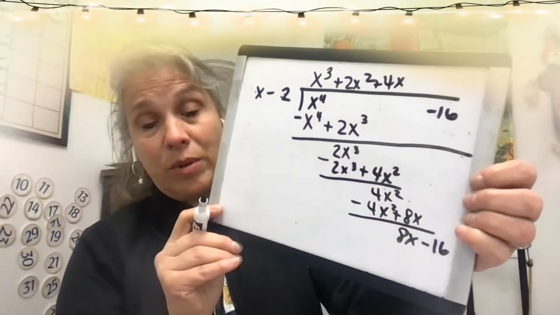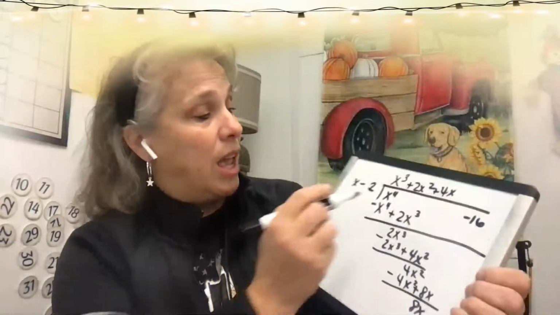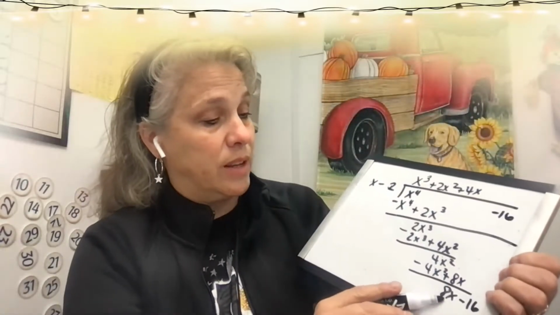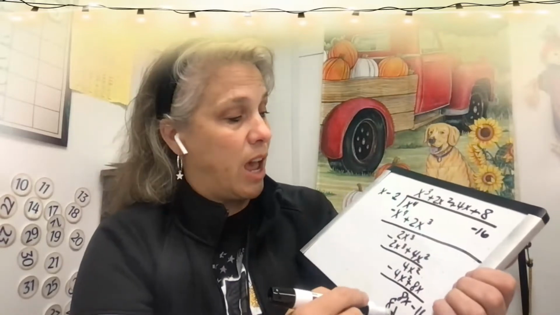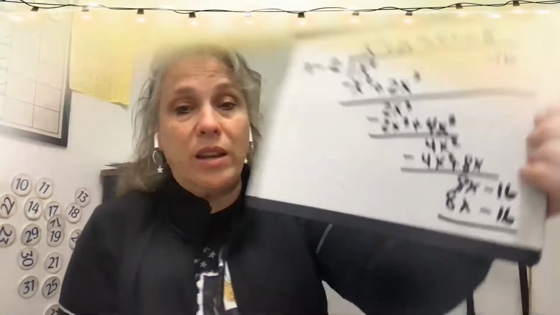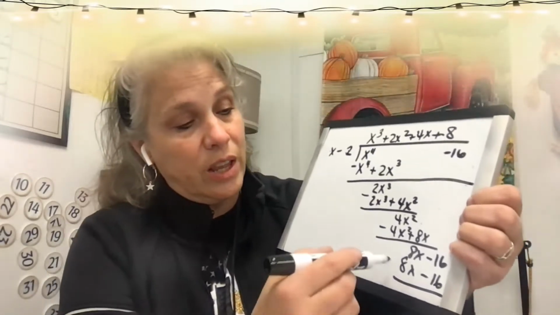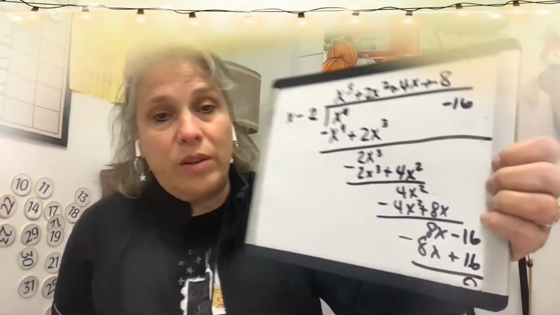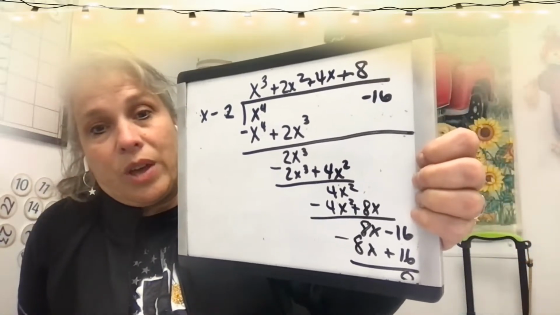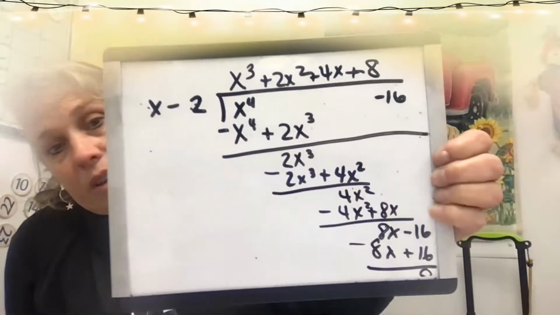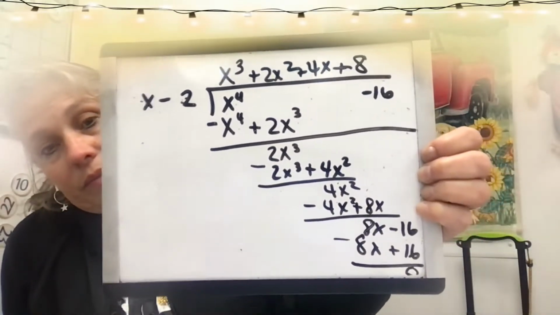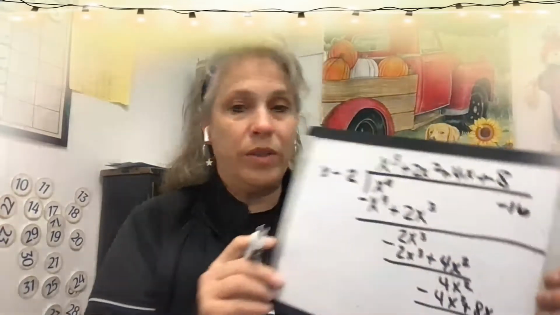And it looks like maybe I'm going to use that minus 16. So I'm going to go ahead and bring that down. And I'm going to say what times x is 8x? It's going to be positive 8. So that's 8x minus 16. When I multiply that out, interesting. Change the signs and I get 0. Okay, so there you have it. This is a 2, x minus 2 right there.